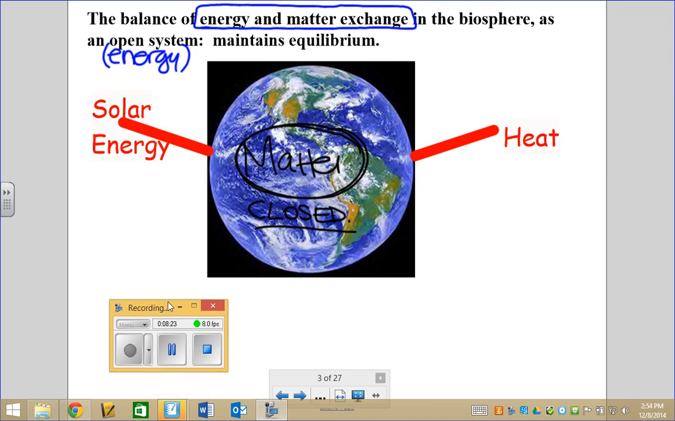Does anyone want to ask any questions about that? So this could help you with Chapter 1 quest, because Chapter 1 is about energy, Chapter 2 is about matter.